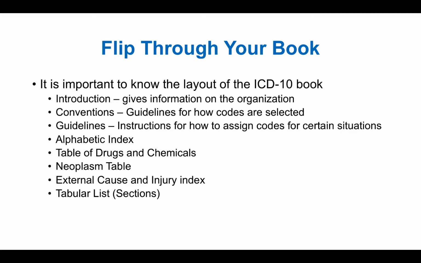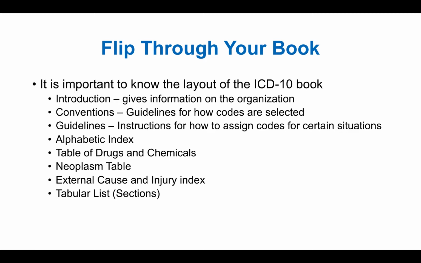The conventions section are guidelines on how codes are selected. This will be another good tool to study for this section. Guidelines section are instructions on how to assign codes for certain situations. We will go in more depth in the next chapter on guidelines. Your alphabetic index is the index that looks like a dictionary almost. We'll go into that more in detail here in a minute.